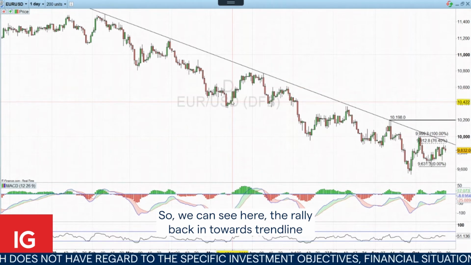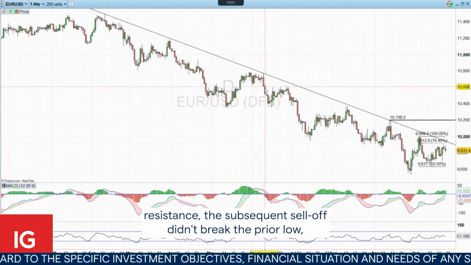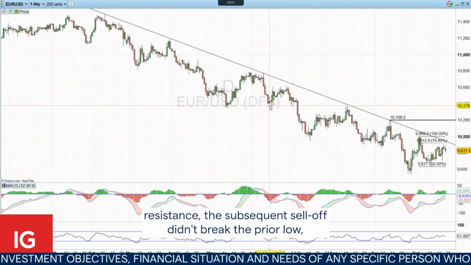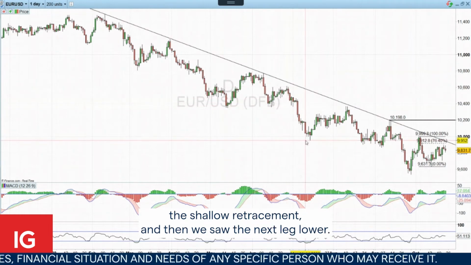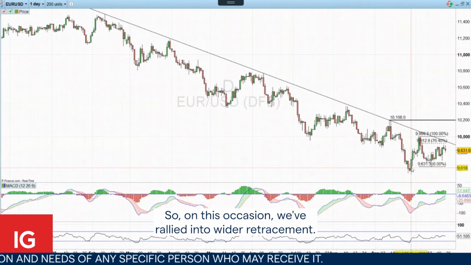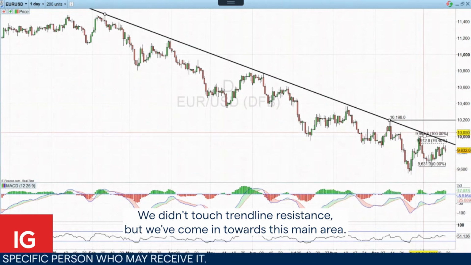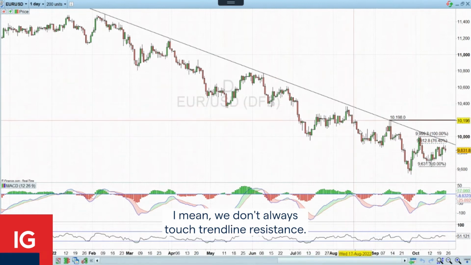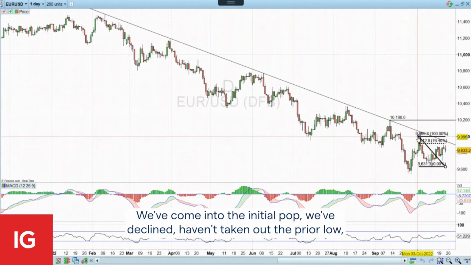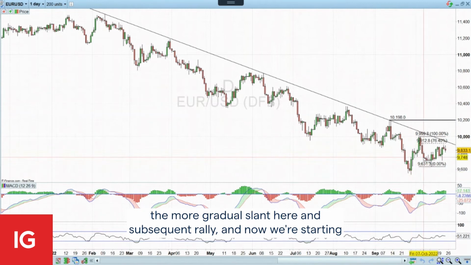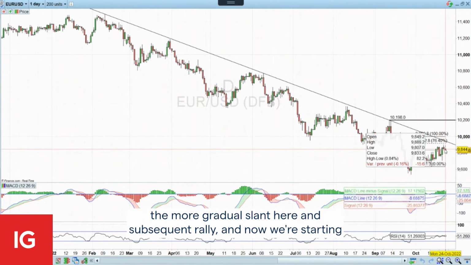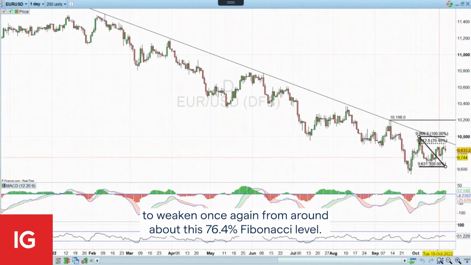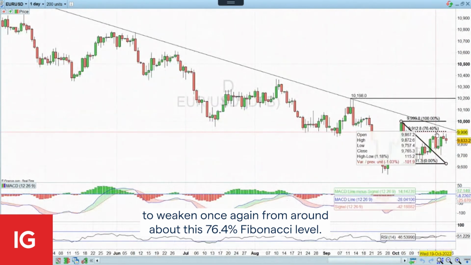So we can see here the rally back in towards trendline resistance, the subsequent sell-off didn't break the prior low, the shallow retracement, and then we saw the next leg lower. So on this occasion, we've rallied into the wider retracement. We didn't touch trendline resistance, but we've come in towards this main area. I mean, we don't always touch trendline resistance. We've come into the initial pop, we've declined, haven't taken out the prior low, the more gradual slant here, subsequent rally. Now we're starting to weaken once again from around about this 76.4 Fibonacci level.